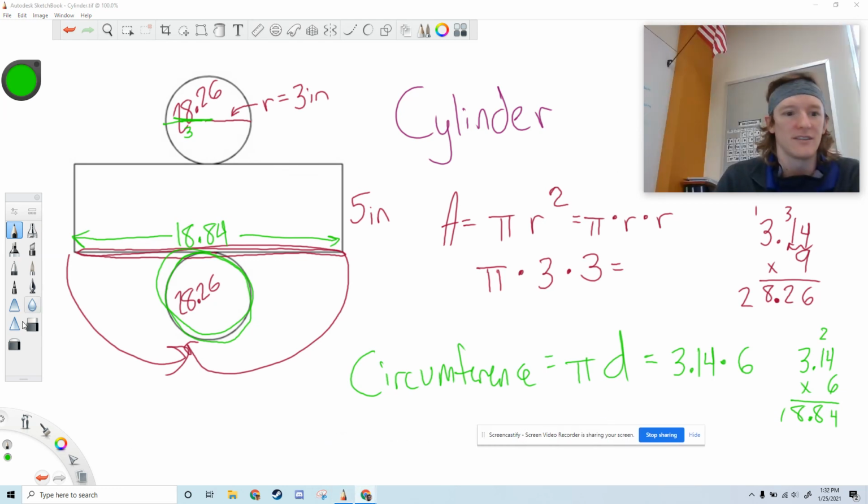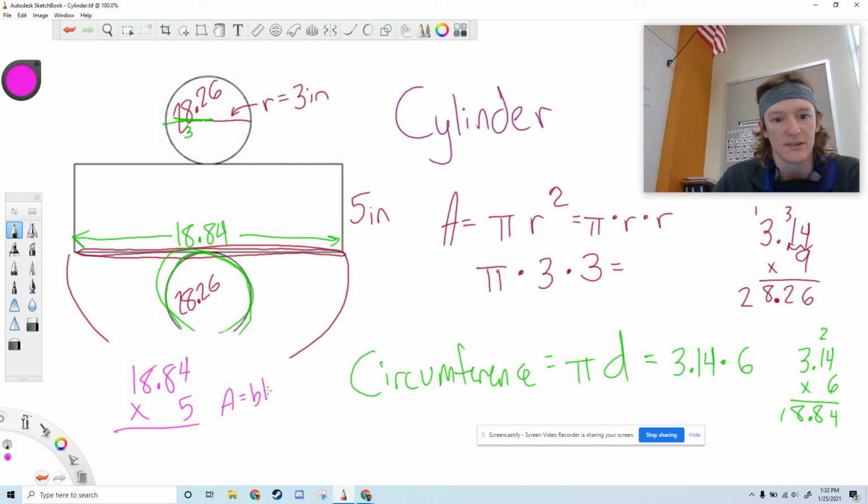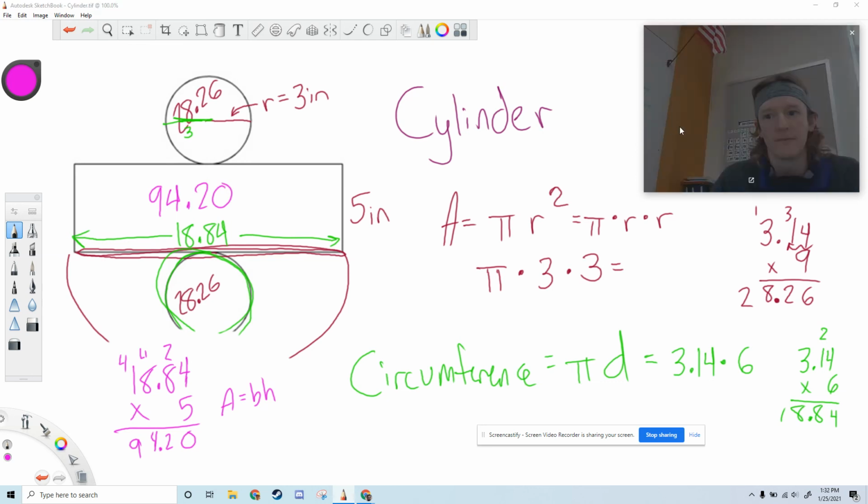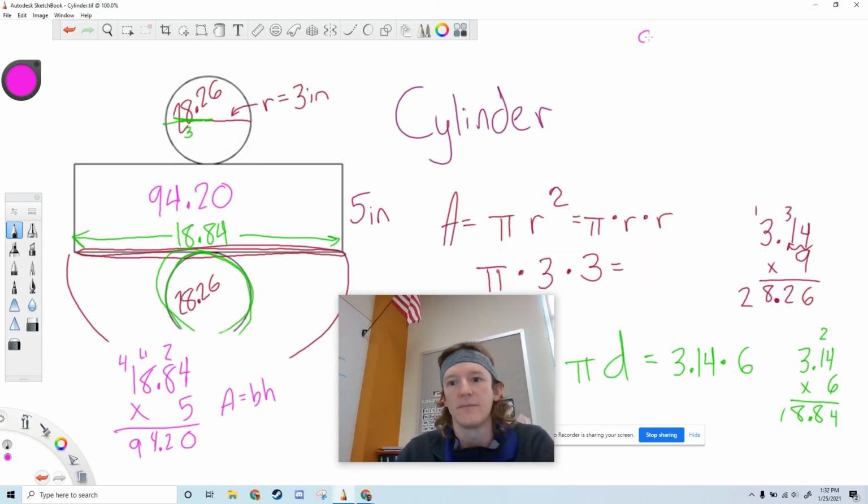I'm going to do it over here. I'm going to erase a little bit of this so I can fit it in. So we're going to do 18.84 times the height, because area is base times height of the rectangle. So the area of this rectangle is 94.20. Now let's add all 3 of these together: 94.20 plus 28.26 plus 28.26.